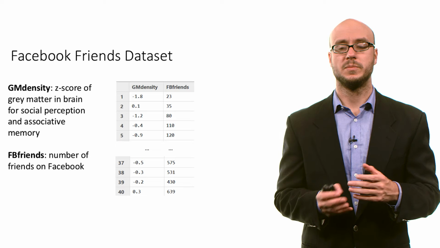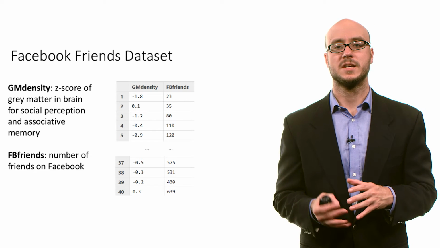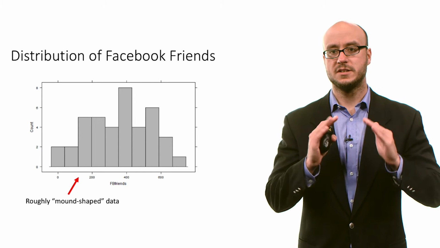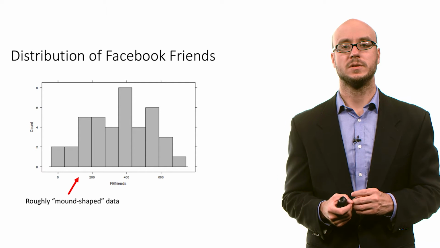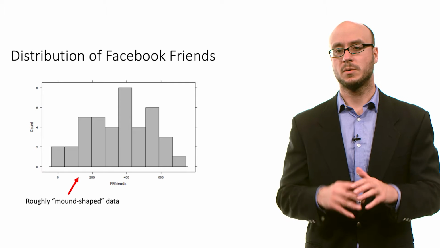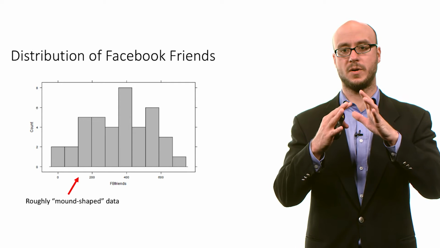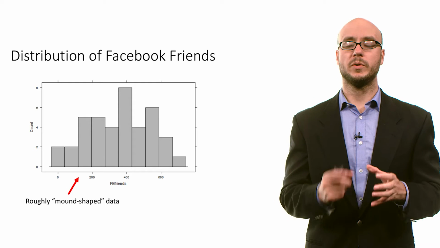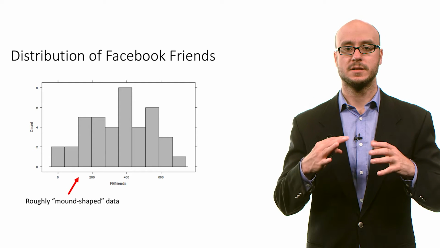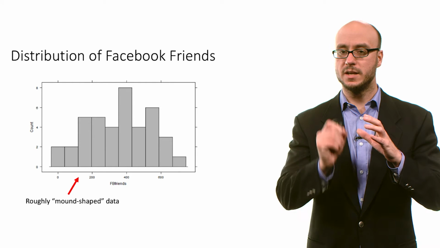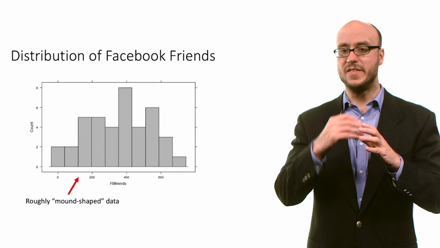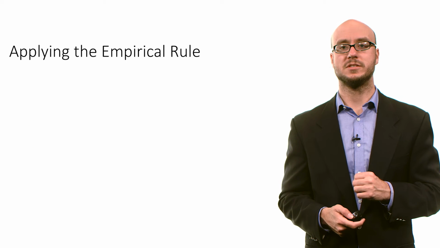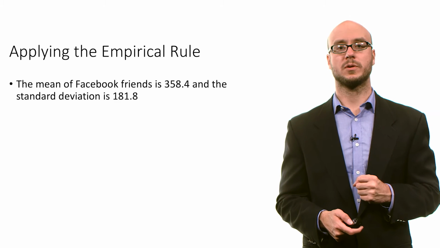You can see that some people have very low values, some people have a lot of friends. But we want to characterize the distribution of Facebook friends. So here is the distribution of Facebook friends in the sample. You can see it's roughly, or approximately, mound-shaped. There's sort of a center part, and you have this mound shape. And so we want to use the empirical rule to characterize, using just the mean and the standard deviation from this data set and this knowledge of what the overall distribution looks like, we want to make some characterizations about this distribution. So we can use the empirical rule.